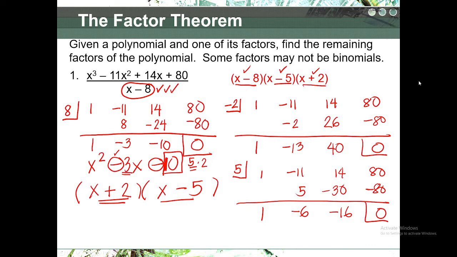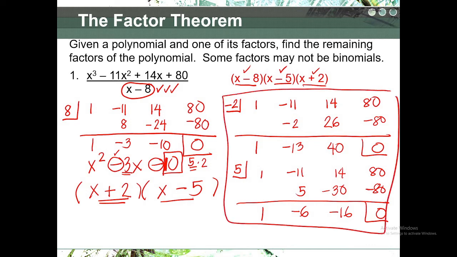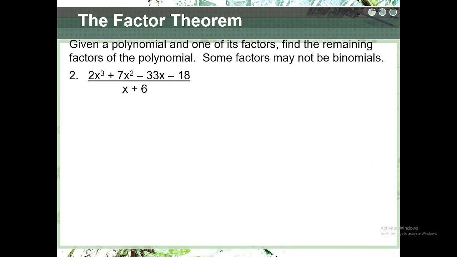Now, sir, do we need to show the checking part? No, you don't need to show this anymore if you are very sure that your factors are all correct. Let's go to our last example for our discussion today. So we have 2x cubed plus 7x squared minus 33x minus 18. And the divisor is x plus 6.